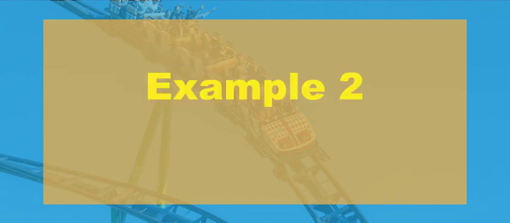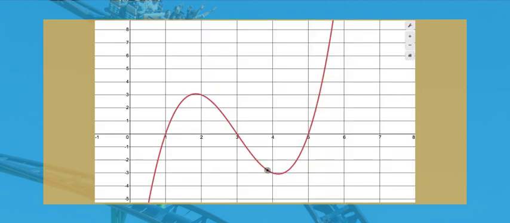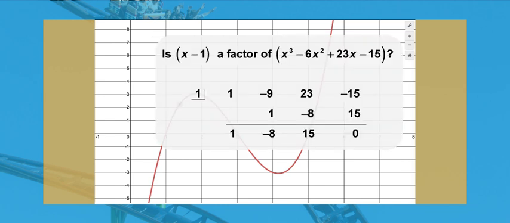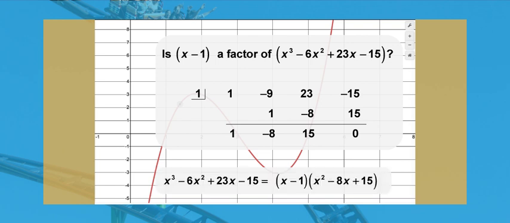Let's look at another example. The shape of this roller coaster is based on this polynomial. Notice how the graph intersects the x-axis at x equals 1. Does that mean that x minus 1 is a factor of the cubic polynomial? The synthetic division shows that x minus 1 is a factor. As a result, the cubic can be rewritten as the product of a linear binomial and a quadratic trinomial. See if you can divide this quadratic further. As a final hint, take a look at the other intersections the graph has with the x-axis.